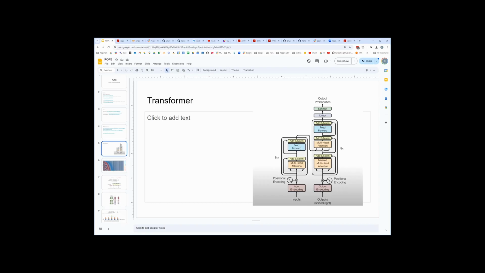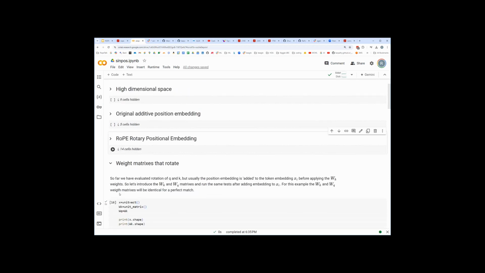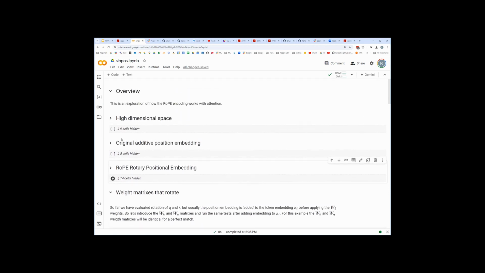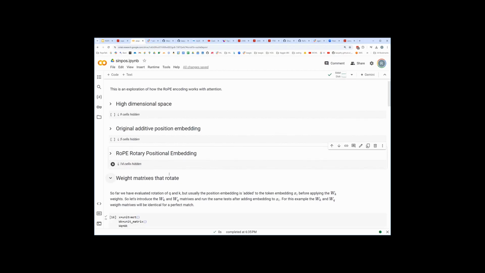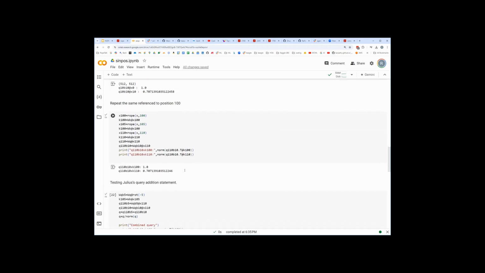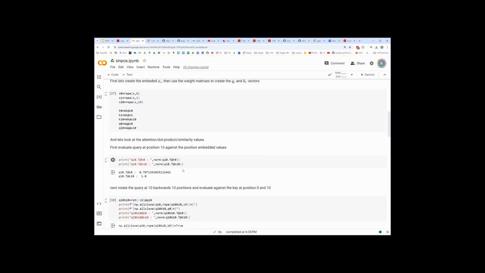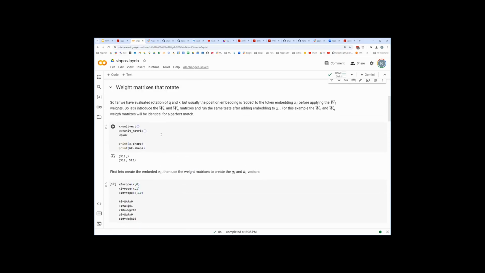Okay, so that was the paper part. We came back and we had started with this notebook, and again, I won't go through all of it, although I think I wanted to cover this one. Here's Julia's thing, so I'll do this section real quick. This is where we explored creating weight matrices that rotate.